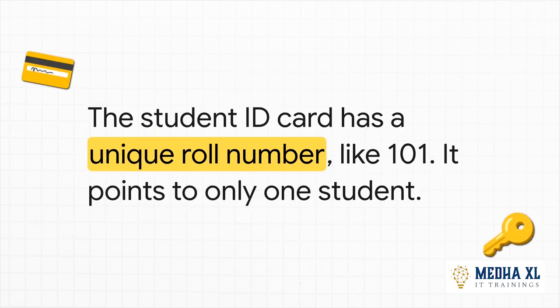And that roll number you see on a student ID card, well, that's a perfect real-world example of what we call a unique identifier. There's just no way two students can have the roll number 101. It points to one person and one person only. And honestly, without that guarantee, all the data would just become a huge, unreliable mess.